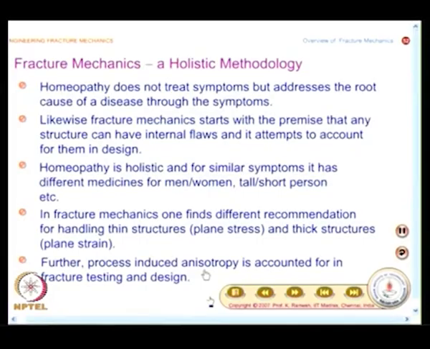That is accounted for in spring design, but general conventional approaches do not bring process induced anisotropy into the testing itself. Whereas, in the case of fracture mechanics, when we take up a chapter on fracture toughness testing, we would take out the specimen appropriately to account for process induced anisotropy in our design calculations. So, this is another speciality when you are looking at fracture mechanics.